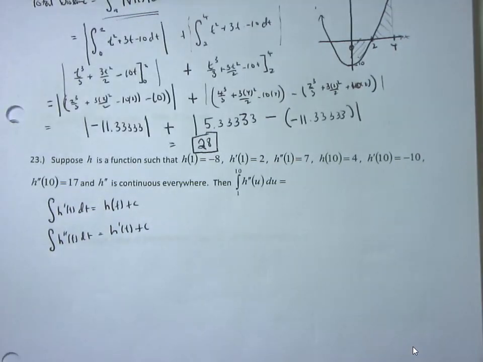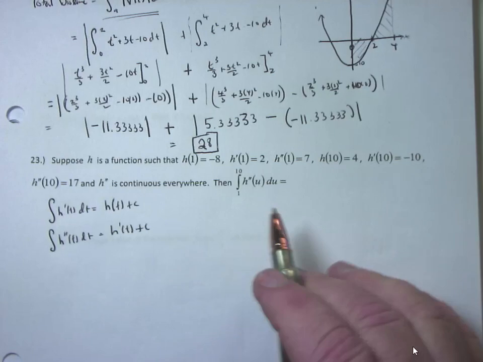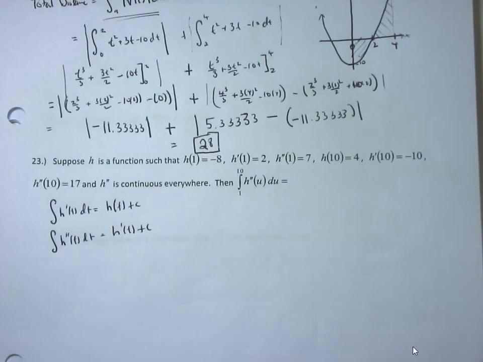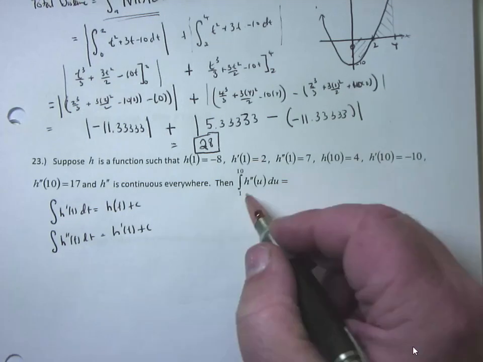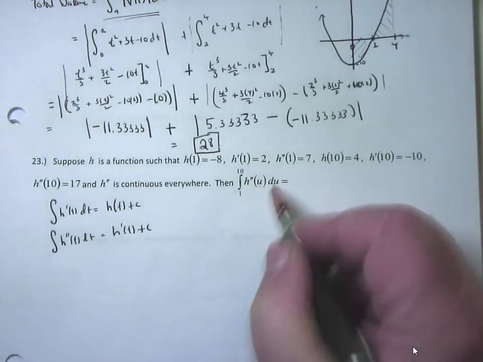So here's the deal. Now this was actually a pretty easy problem, but it's information overload that messes people up. It says this: suppose h is a function such that h of 1 equals negative 8, h prime of 1 equals 2, h double prime of 1 equals 7, h of 10 equals 4, h prime of 10 equals negative 10, and h double prime of 10 equals 17. H double prime is a continuous function everywhere. Then what would the integral between 1 and 10 of h double prime of u du be?